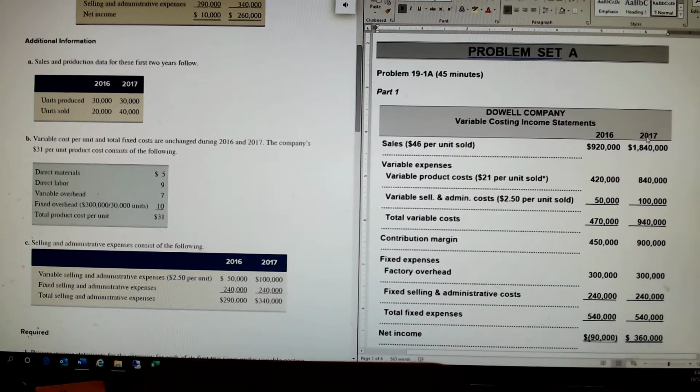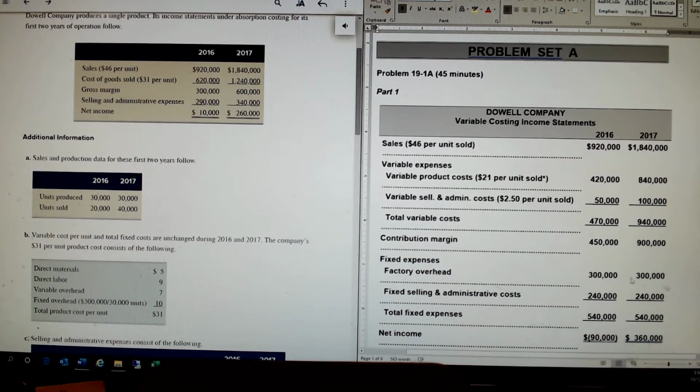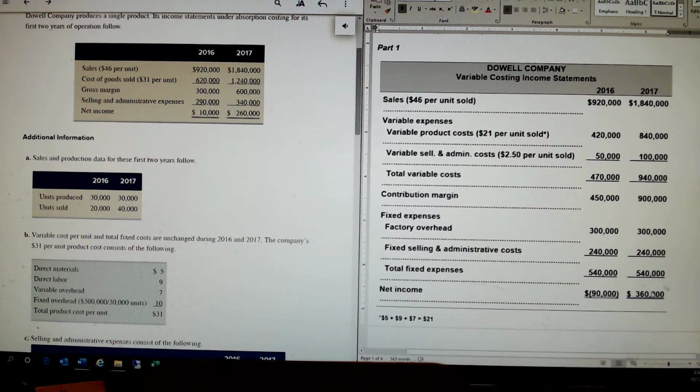Now we'll do the same thing for 2017. They sold 40,000 at $46 a piece. So total sales, which is no different than what they had before. The product costs at $21 a piece for the 40,000 units they sold, 840,000. The variable selling and administrative costs at $2.50 a piece for the 40,000 they sold, 100,000. Gives you total variable costs, those two added up. Subtract that from sales, gives you contribution margin. Then subtract off your fixed overhead expenses. Fixed overhead and fixed selling and administrative to get to net income.